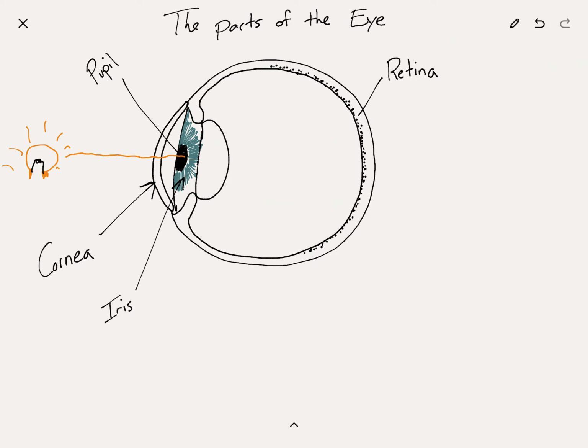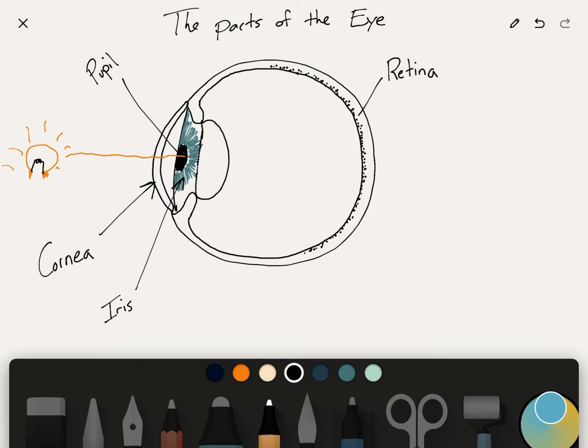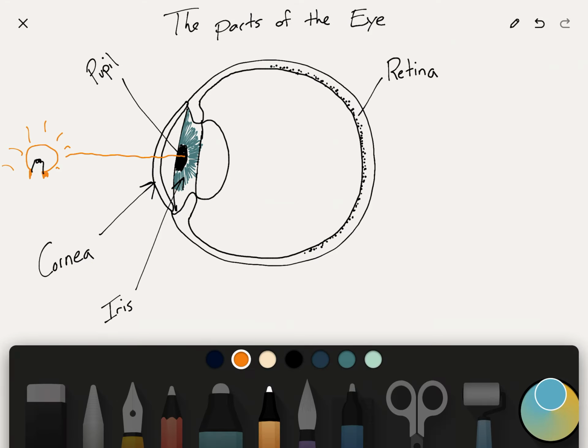Okay, so the lens then focuses that light onto the retina at the back. Now, if it focuses it perfectly, then you have great vision and you have no problems at all. But there are also some problems.